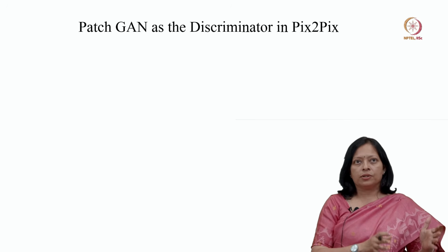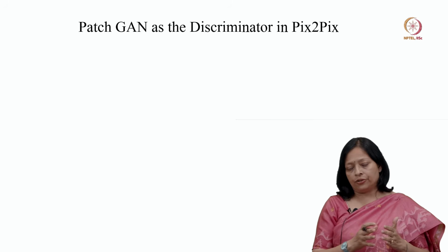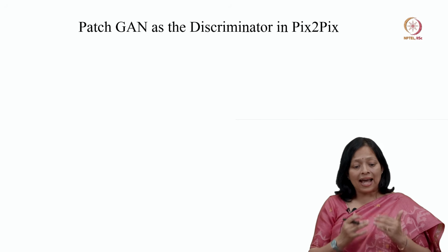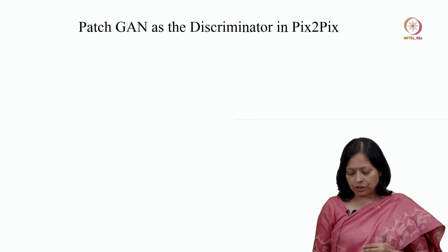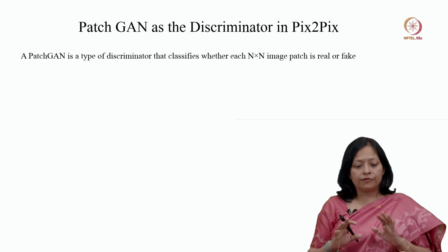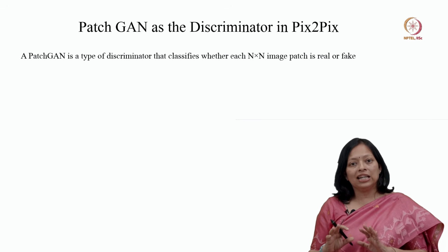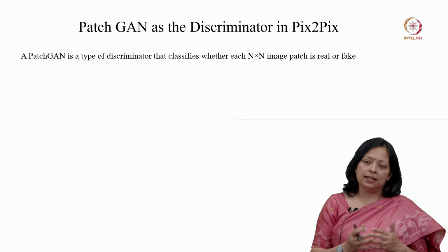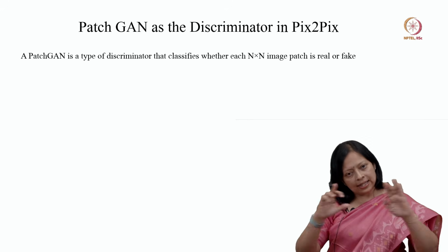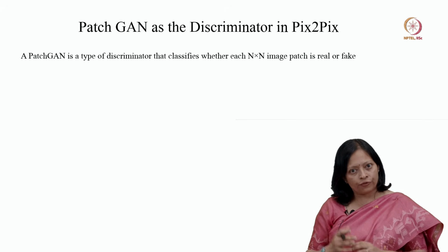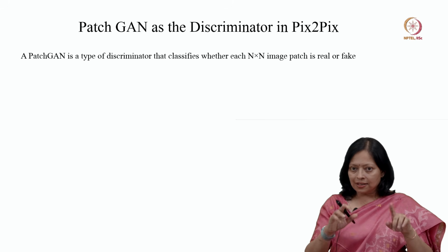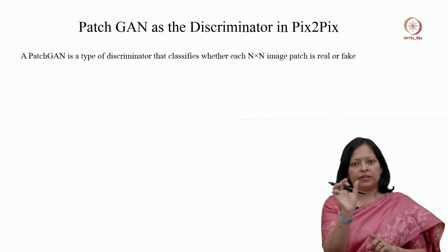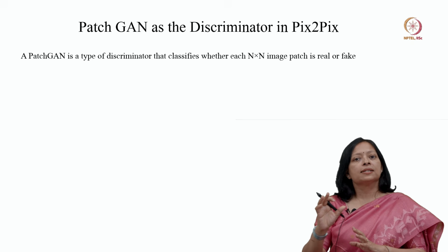Now that is about the U-Net that is used as the generator in Pix2Pix. What about the discriminator in Pix2Pix? We have seen that PatchGAN is used as the discriminator in Pix2Pix. What is this PatchGAN? It is a type of discriminator that classifies whether each N cross N patch is real or fake. Previously, in conditional GAN, the discriminator sees the entire image and then tells whether it is real or fake. In this case, if you have a 256 by 256 image, then the discriminator will go patch by patch and see whether each patch is real or fake.